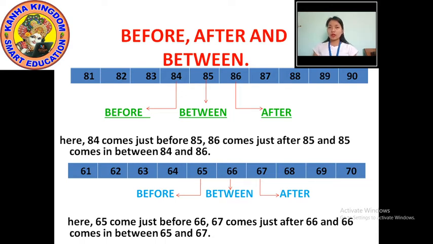Okay, students. Now in the second example, I mark 65, 66, 67 as before, between, and after. So 65 comes just before 66, 67 comes just after 66, and 66 comes in between 65 and 67. I hope you all have understood the difference between before, after, and between.